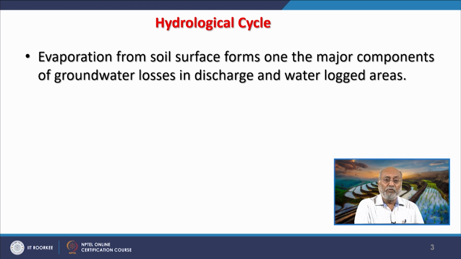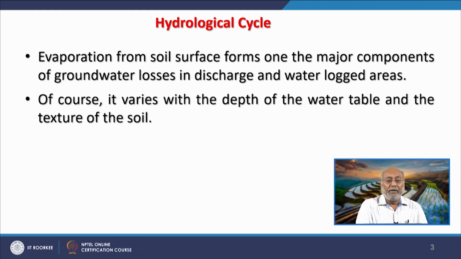Evaporation from soil surface forms one of the major components of groundwater losses in discharge and waterlogged areas. If we want to recharge the groundwater regime, then these losses have to be reduced, and then probably we can achieve better groundwater recharge and store more water in the subsurface, but it is not very easy to reduce these losses. Anyway, it varies with the depth of the water table and the texture of the soil.